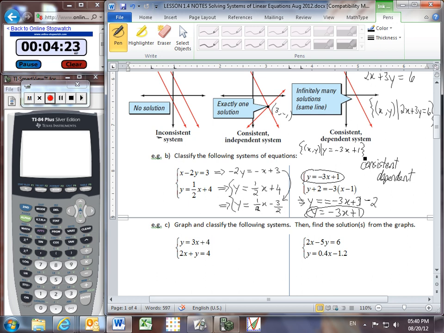I forgot to classify the first system. I said it, but here it is. They're inconsistent. That's the classification of this system because, of course, we got two parallel lines.